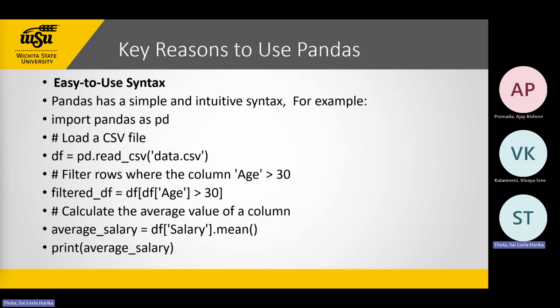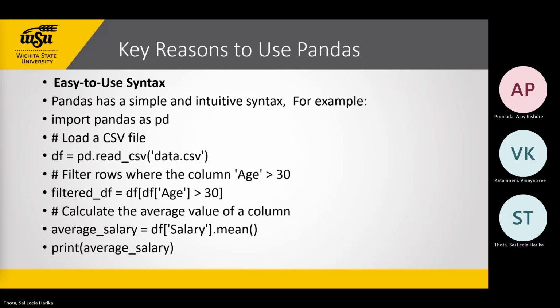And you will filter rows where the column age is greater than 30. As we discussed before, if you want any employee salary greater than 30,000, you will use such kind of conditions. And calculate the average value of your column.